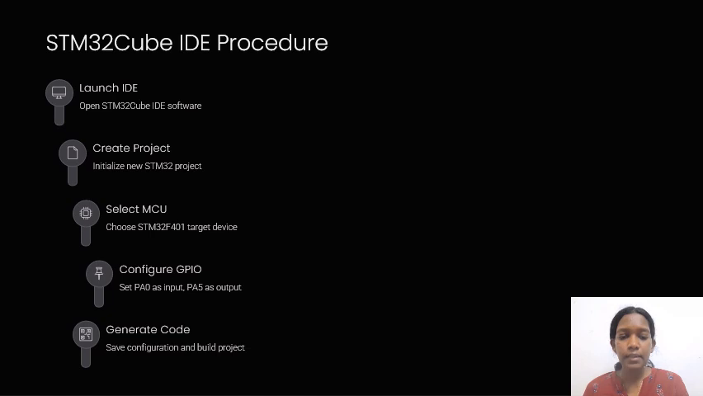So these are the steps to be followed in the STM32Cube IDE. We first create a new project and select the microcontroller. Then we configure GPIO pins. Here, PA0 is set as an input for the push button and PA5 is set as an output for the LED. After that, we generate and build the code.